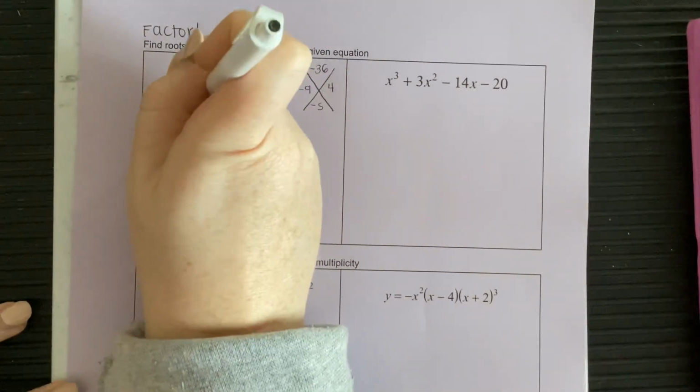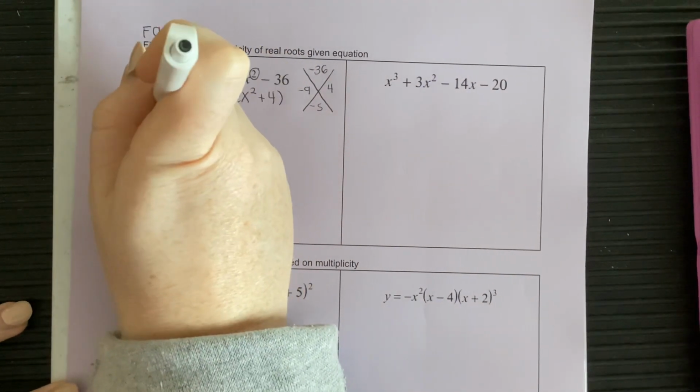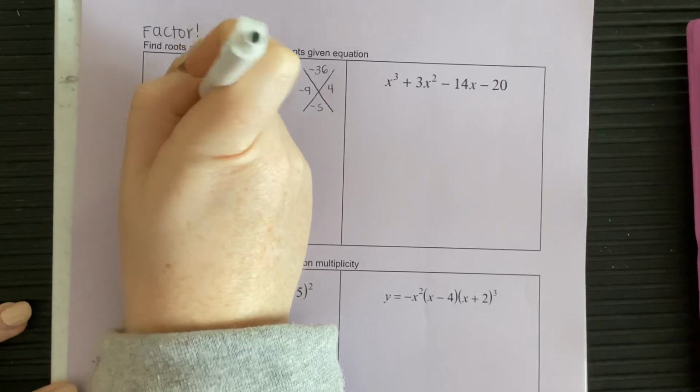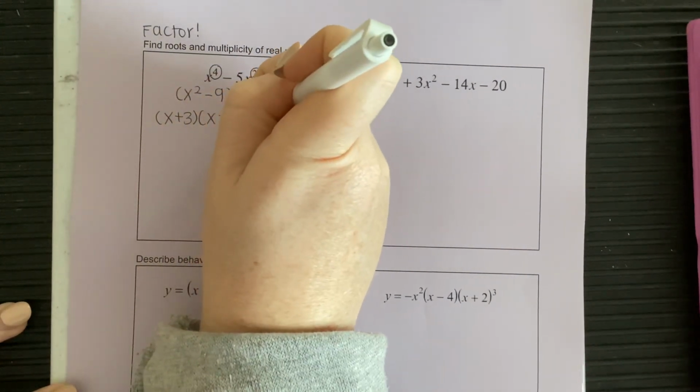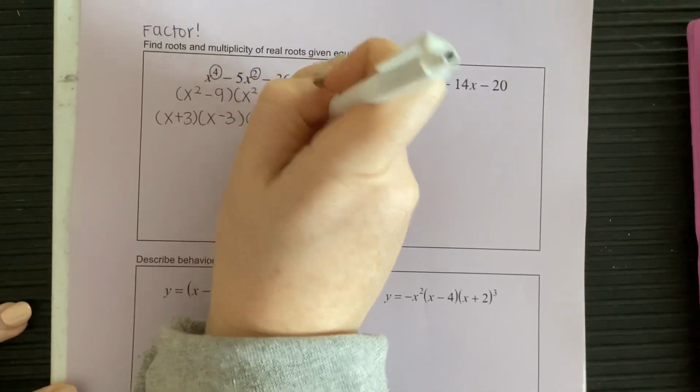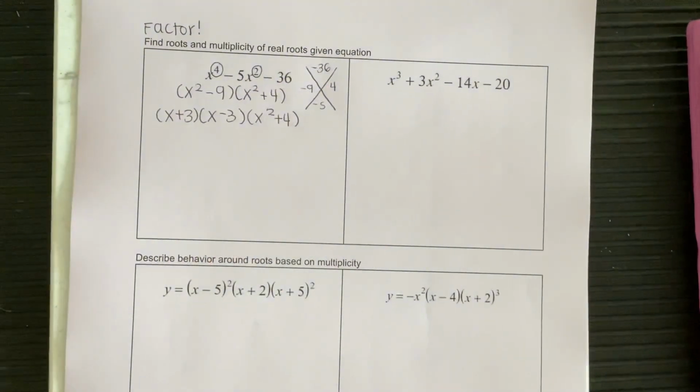So this is a difference of squares problem. We can break this down into x plus 3, x minus 3, and then x squared plus 4. There's no such thing as sum of squares. That's as far as that one goes.